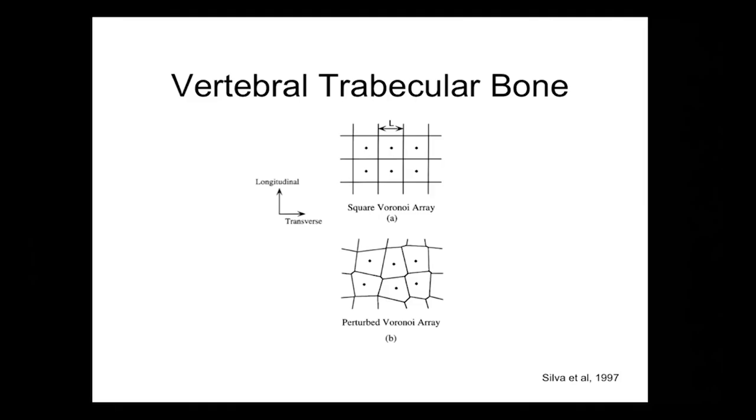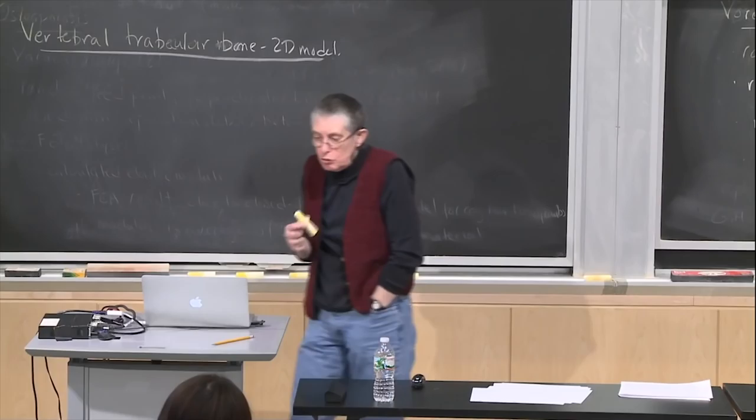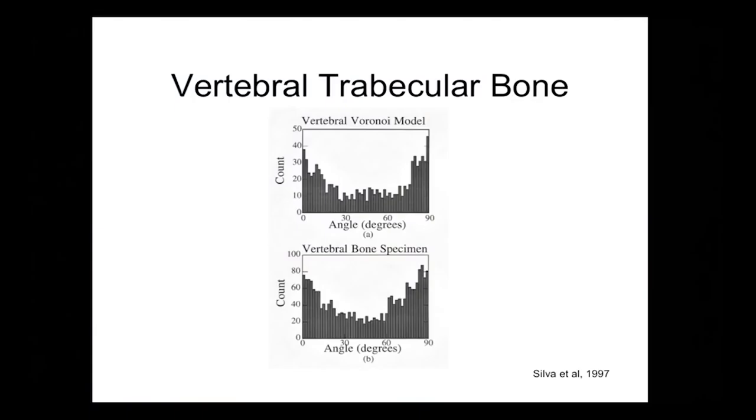And then what we did is we just perturbed the points a little bit, and we got this perturbed Voronoi array. So we made this model here, and we took a piece of vertebral bone, and we measured the angle of orientation of a lot of the struts, and we matched our Voronoi model to that distribution in the bone.